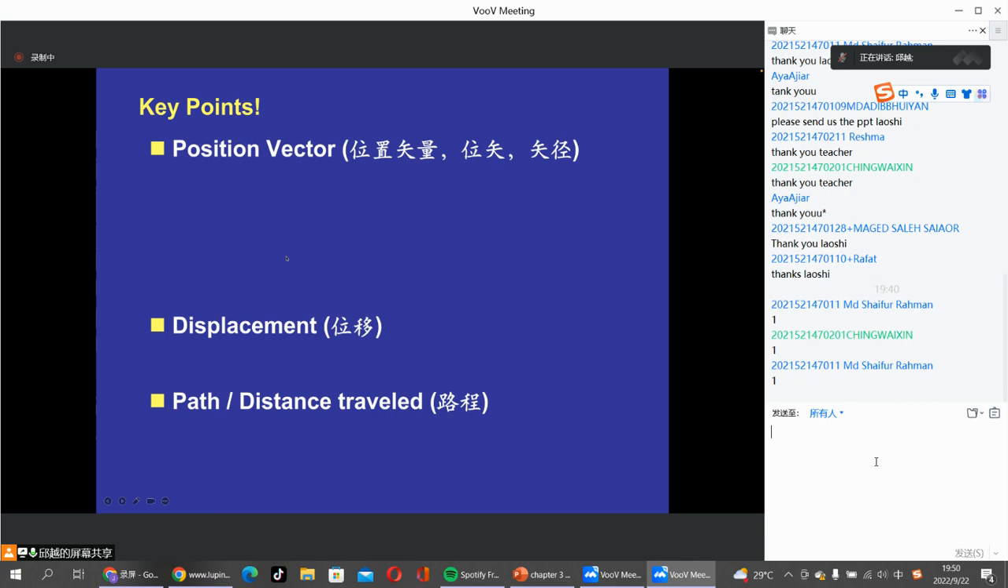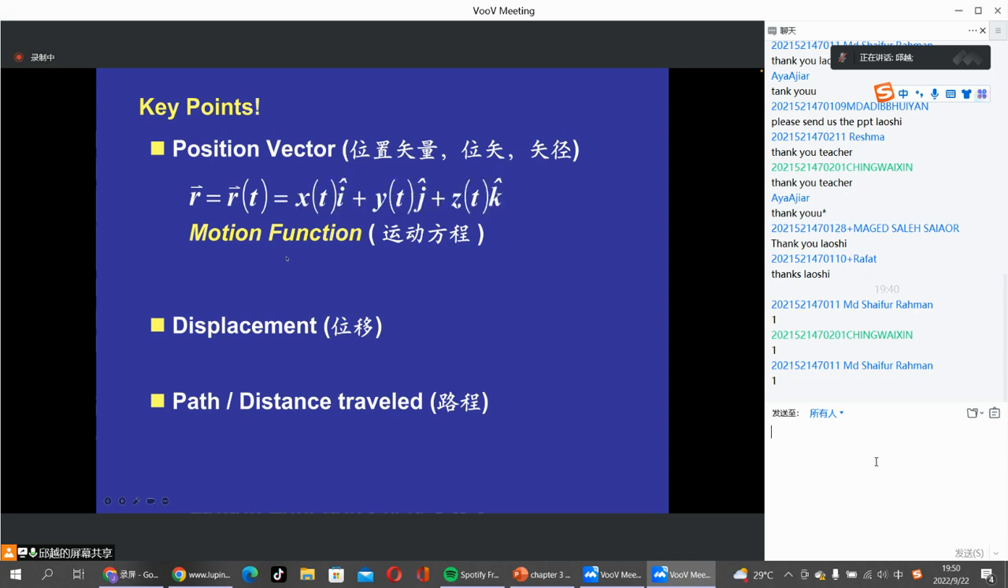Okay, here are some key points. Just now we learned the position vector. The position vector is written as r, and we can use r equals r(t) to describe the motion function. And we can calculate the magnitude of the position vector with this equation.